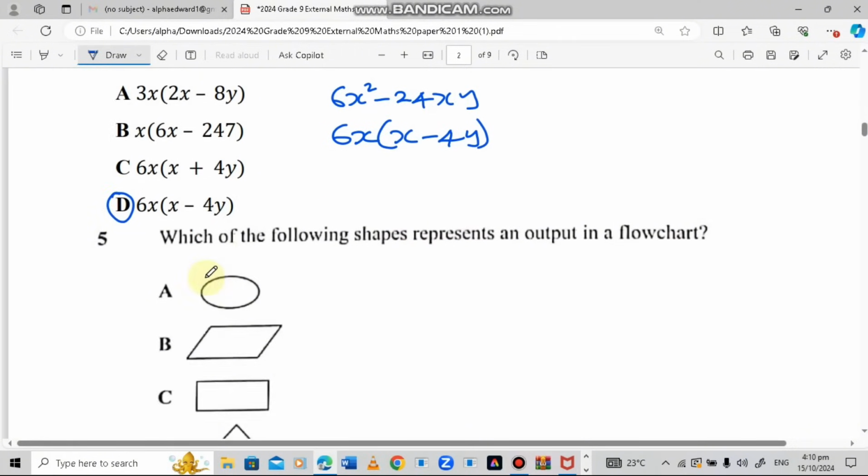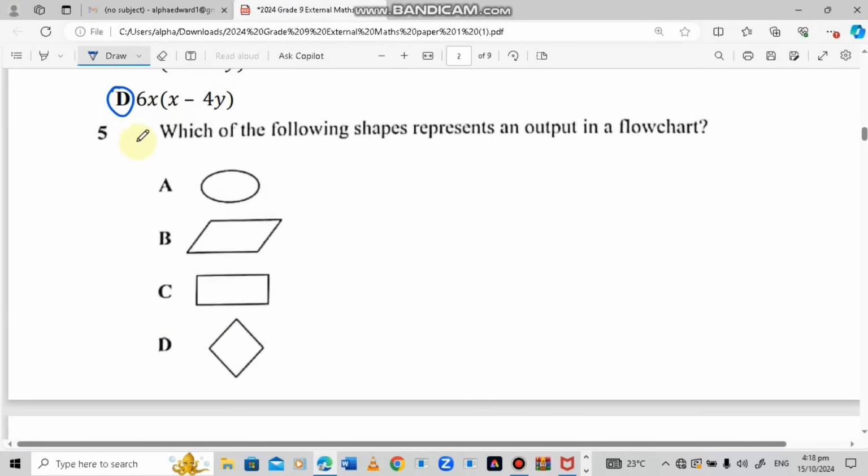Alright, question 5 says which of the following shapes represents an output in a flowchart? When you look at the first shape, it is an oval shape, and this shape is used to start, to begin, or to end, or to stop the flowchart. Then this one, which is the parallelogram, is used to enter or to display or to output. So the answer is B.